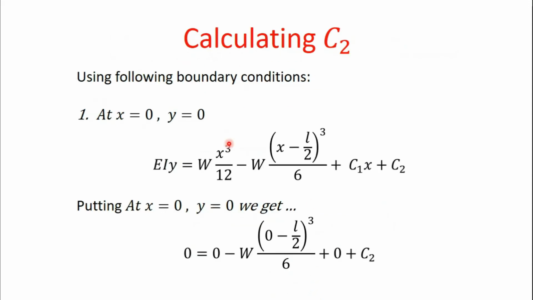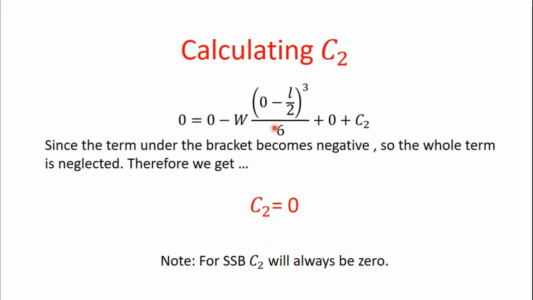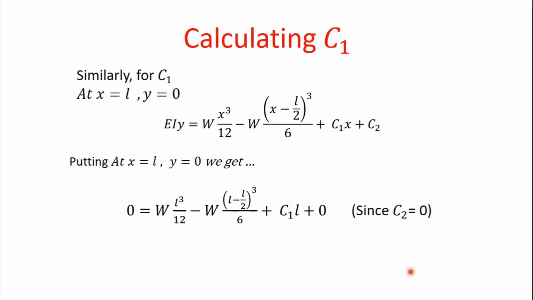Now calculating C2 by using equation number 1 at x equal to 0, y equals 0, we solve like this, and finally we get that since the term under the bracket becomes negative, the whole term will be neglected. Therefore C2 equals 0. There is an important note regarding a simply supported beam: for a simply supported beam C2 will always be 0.